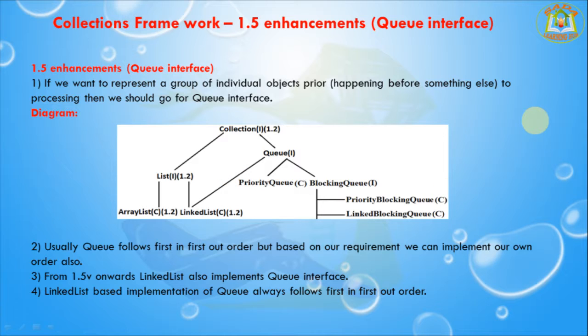Usually a queue follows first in first out order, but based on our requirements we can implement our own order also. From the 1.5 version onwards, LinkedList also implements the Queue interface. LinkedList based implementations of Queue always follow first in first out order. This is the hierarchy of the Queue interface.